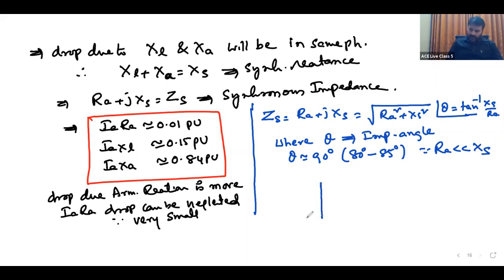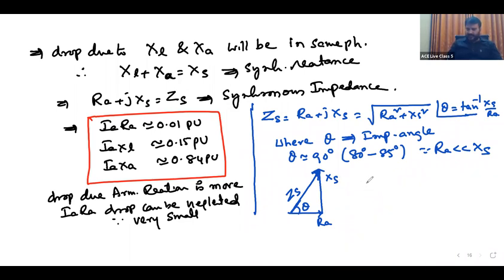And if you draw the drops, this is the resistance drop, RA. This is the reactance drop, jXS. What is this? This is ZS. This is the impedance triangle, and this angle is theta. Theta is equal to tan inverse of XS by RA.